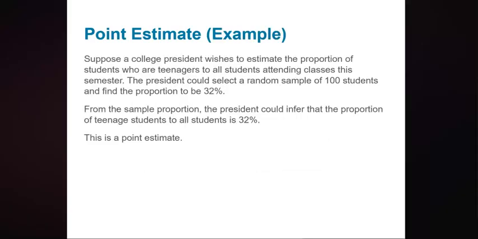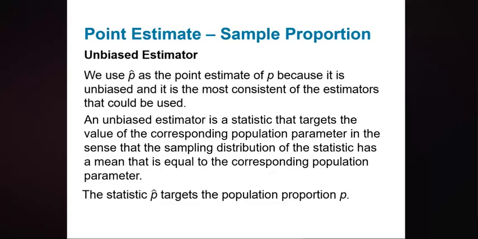So suppose a college president wishes to estimate the proportion of students who are teenagers to all students, being the population. The president could select a random sample of 100 students and find the proportion to be 32%. From that sample proportion, the president could infer that the proportion of teenage students to all students is 32%. That's a point estimate.